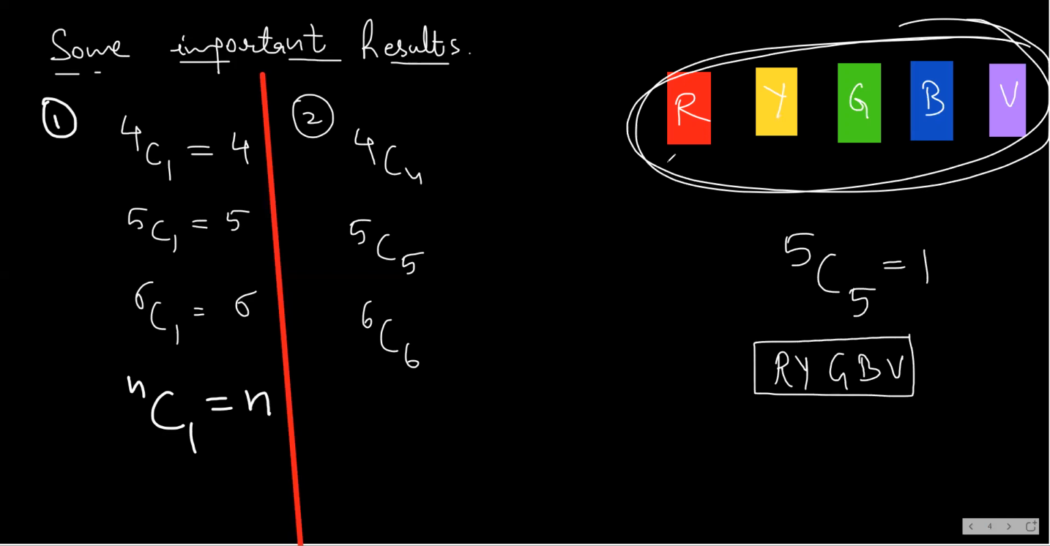So remember, when you are given a certain number of objects and you have to select all of them at once, then it can be done in just one way. So remember, nCn is equal to 1. I hope you followed it.